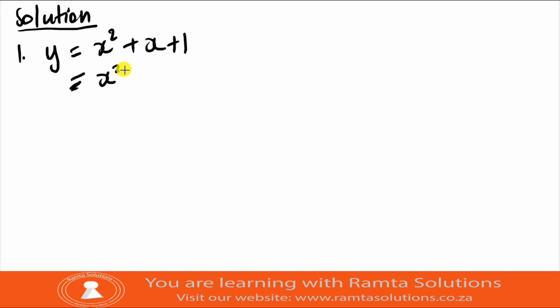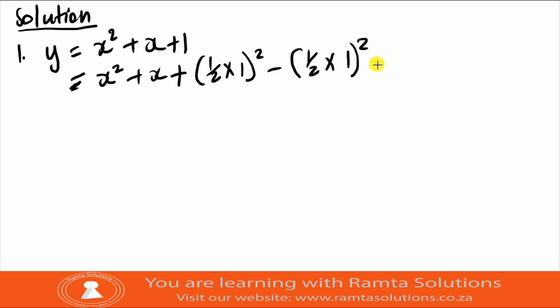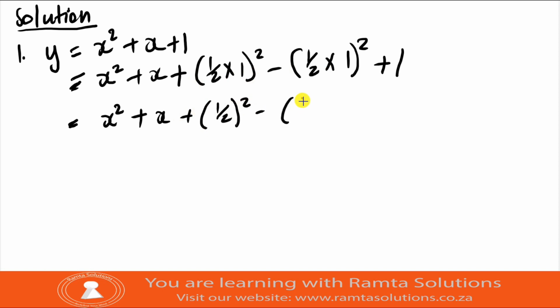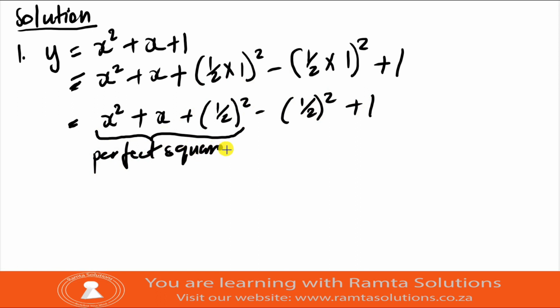So let's see, x squared plus x, now add the square of half the coefficient of x. What is the coefficient of x? It is 1. Subtract it now, plus 1. Now as we continue, we say x squared plus x plus half squared, minus half squared plus 1. Now this part here is what we refer to as a perfect square trinomial.